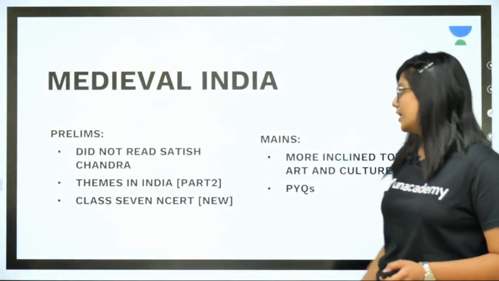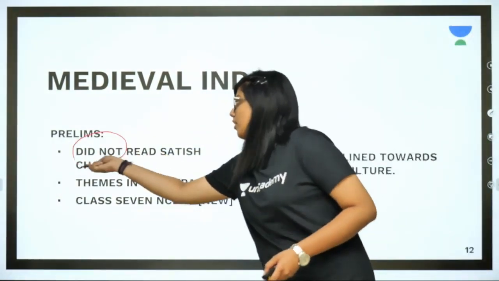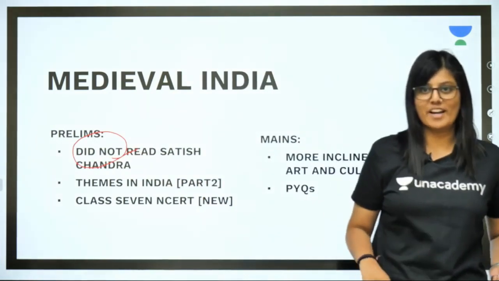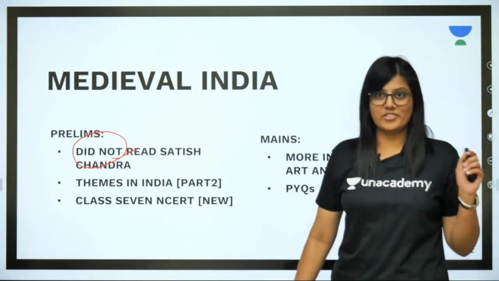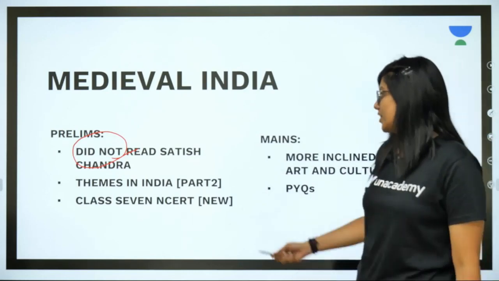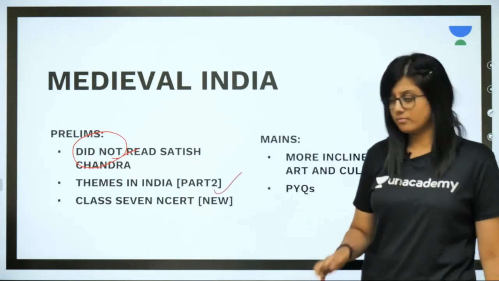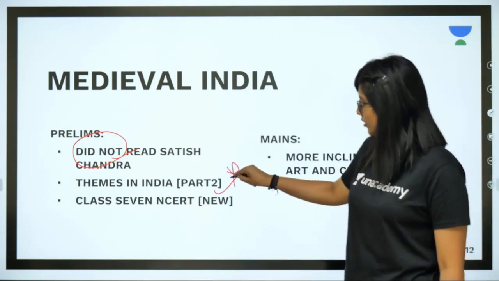For medieval India, I did not read Satish Chandra. Oh my God, I'm so scared of that book. It's huge, it's detailed, and I didn't touch it. I was scared of it. I read Themes in India Part 2, very important. I forgot to put an asterisk.